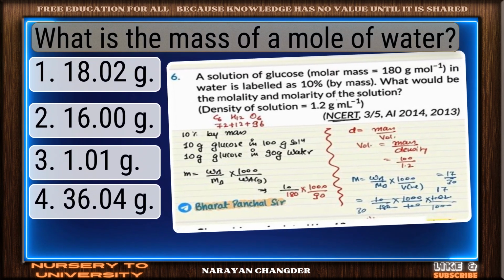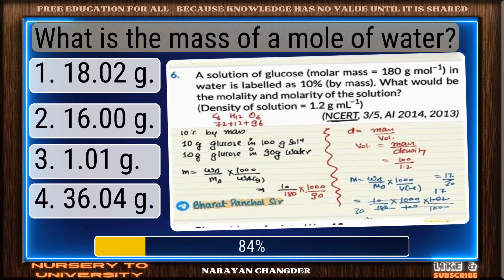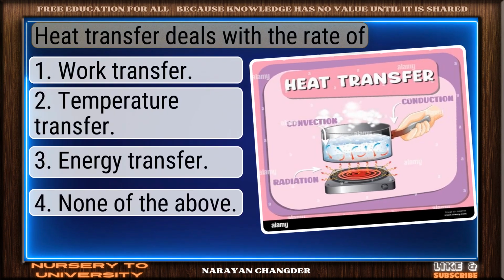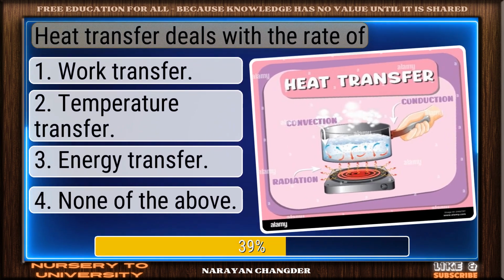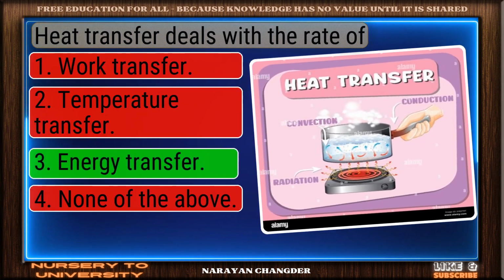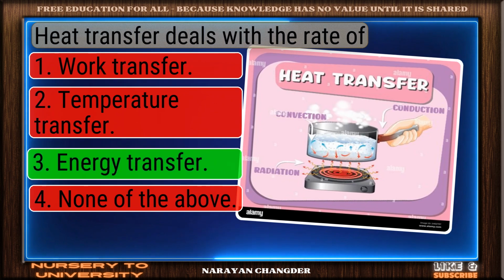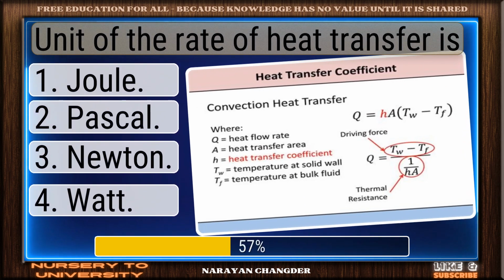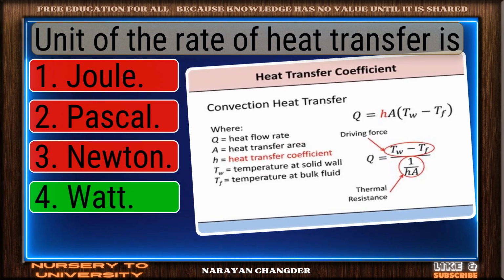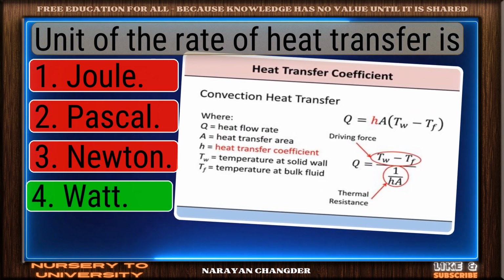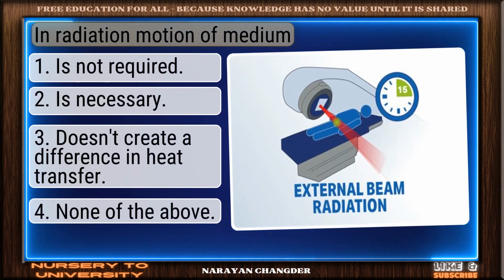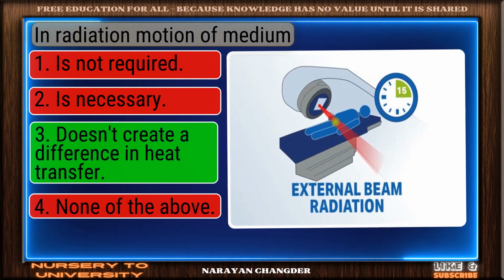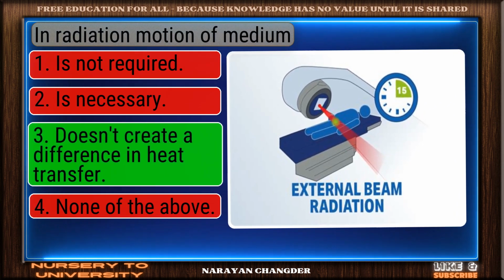What is the mass of a mole of water? Smart move. 18 g is an accurate answer. Heat transfer deals with the rate of. Great job. Energy transfer is the accurate answer. Unit of the rate of heat transfer is. Good thinking. Watt is the right answer. In radiation, motion of medium. You got it. Your choice, doesn't create a difference in heat transfer, is right.